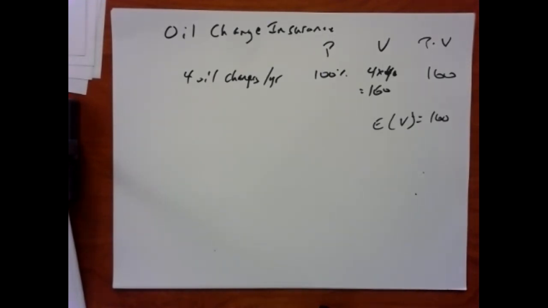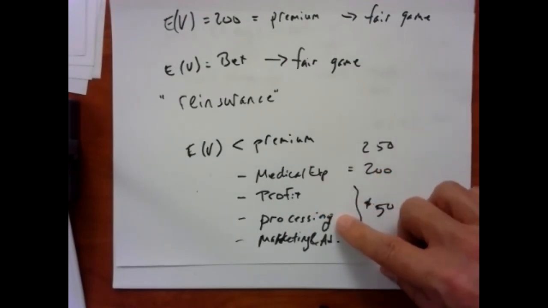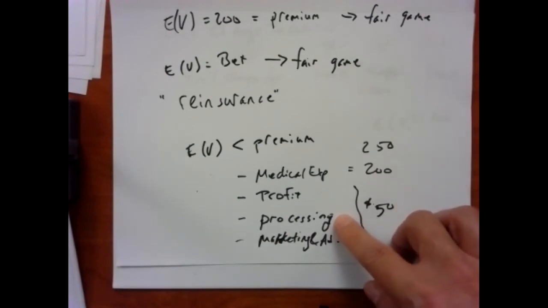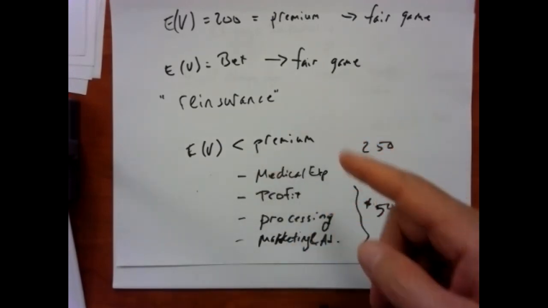Right. So Skylar said it's going to be more than 160 because I have to have a profit. I have to make a profit off this line, so I've got to have some profit built in there. There's going to be a processing cost because every time Raina gets her oil changed, she's going to submit a claim to me so that I can reimburse her, or she's going to go into Jiffy Lube with her oil insurance card, and Jiffy Lube's going to send a claim to me, and I'm going to process it, and I'm going to reimburse Jiffy Lube, right?